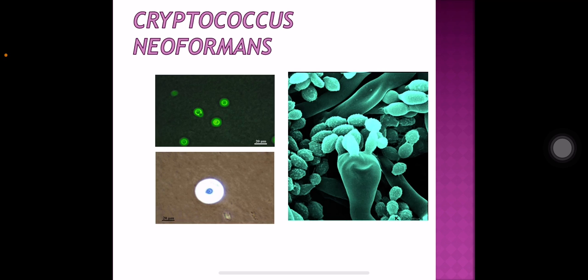Cryptococcus neoformans has a big capsule around it, and this big capsule can be seen by some capsular stains. In microscopy, when this capsule is seen by fluorescent stain, the first photograph shows the capsule around the yeast cell, that is Cryptococcus neoformans surrounded by a fluorescent capsule. The second photograph shows a big capsule surrounding the yeast Cryptococcus neoformans in the Indian ink preparation. And the third photograph is an electron microscopic photograph.